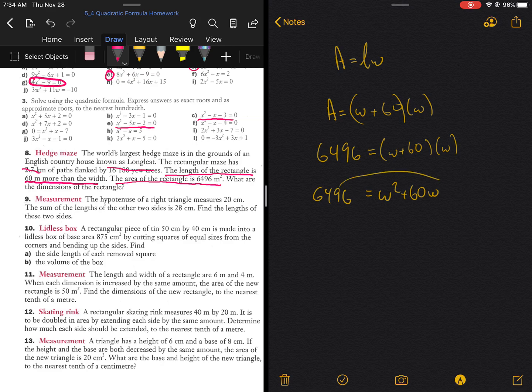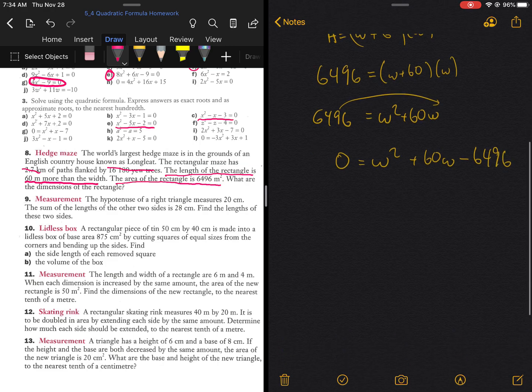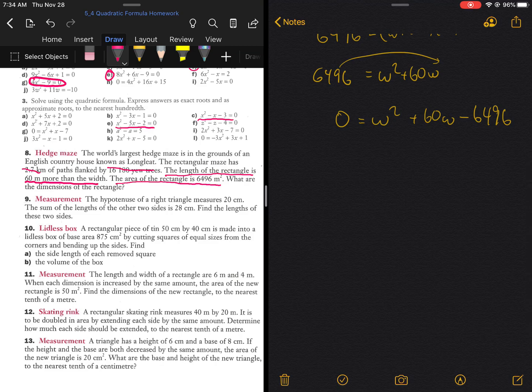Now the next part of the work is to use the quadratic equation to solve. We have W squared plus 60W equals 6,496. The rest is just math and algebra. We move that to that side and change the sign. So we have 0 equals W squared plus 60W minus 6,496. Now, can I actually factor this? It'd take me a very long time to find two factors that multiply to 6,496 and add up to 60. I'm not going to bother doing that. What I'm going to do is use the quadratic formula.